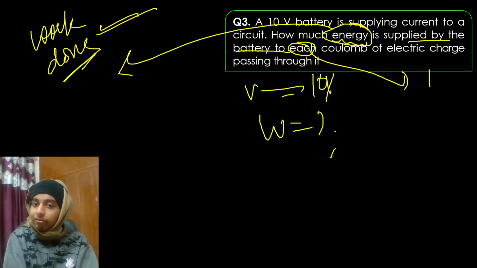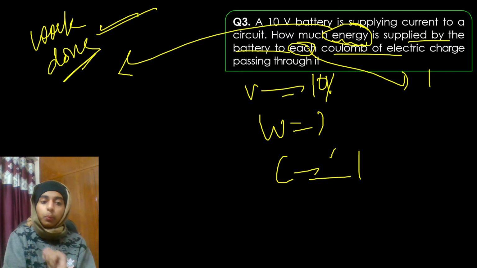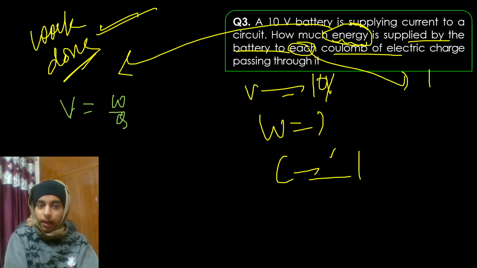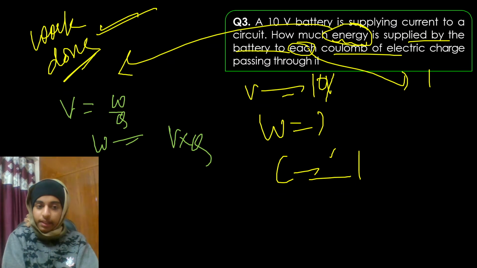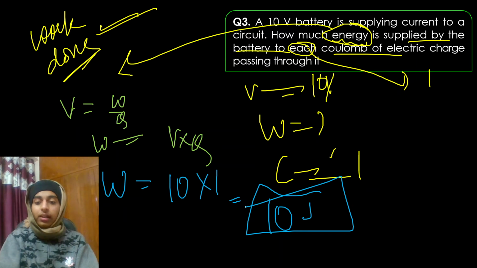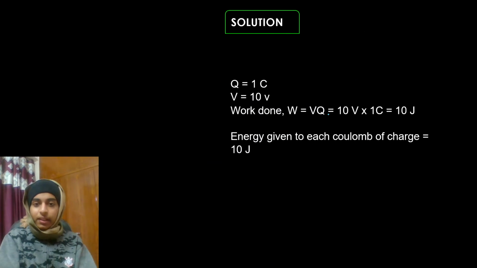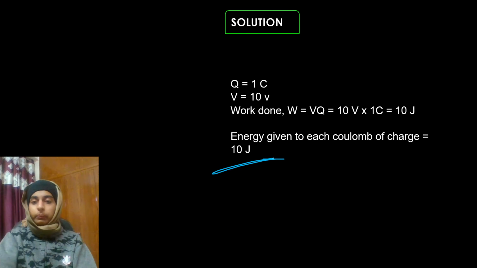Each means 1. So Q is given to you as 1 coulomb passing through it. Now can't you find it out? It's super duper easy, people. You know that V is equal to W by Q. So can I say that W is equal to V into Q, people? I can definitely say that. Now just substitute the values and you'll get your answer. W is equal to 10 into 1, that is equal to 10 joules. Always remember the SI units, people make mistakes. So 10 joules, so B is our answer. You can see the solution has been attached for you.